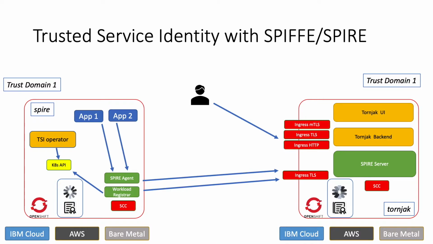On the left, we have the Kubernetes cluster for hosting the actual workloads. Everything is running on OpenShift with the proper SCCs. The SPIRE agent is deployed as a daemon set. We also have trust domains. They have to match between the SPIRE agent and the SPIRE server. There's also a workload registrar that is obtaining information about this cluster from Kubernetes APIs and is passing it to the SPIRE server through the TLS ingress access point.